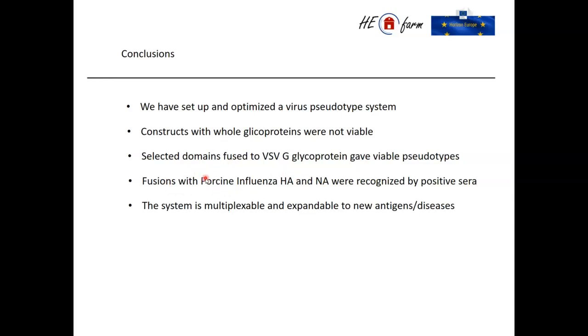And these fusions with domains of HA and neuraminidase were clearly recognized by positive sera. Well, this is more or less a proof of principle, and the good thing about this system is that you can do it in multiplex, and the readout is massive sequencing, so the possibility of expanding is enormous, and therefore, by making new constructs, it could be expanded to new antigens and disease.